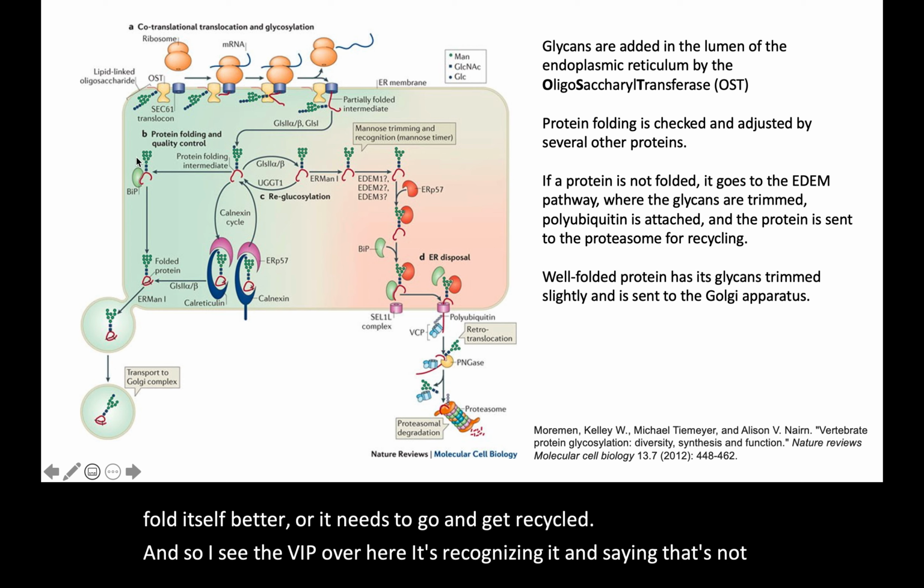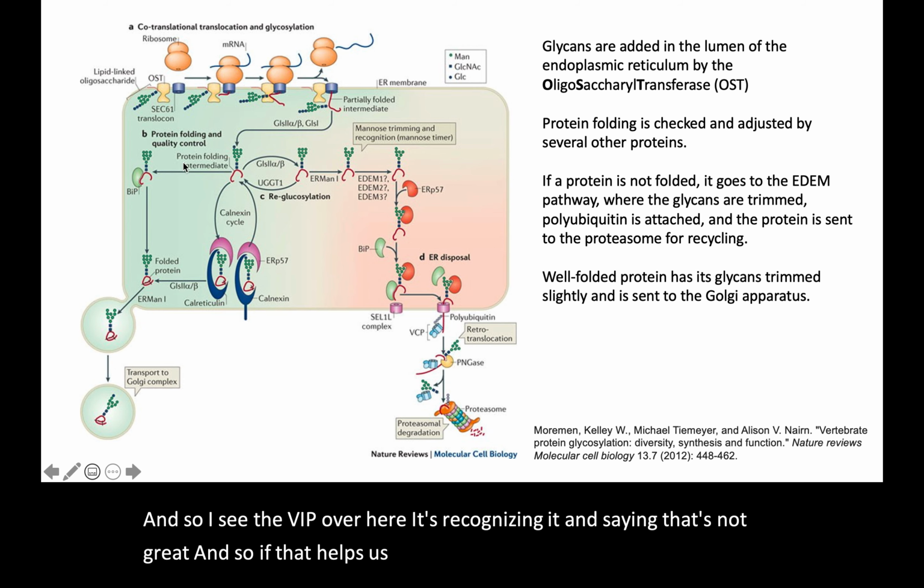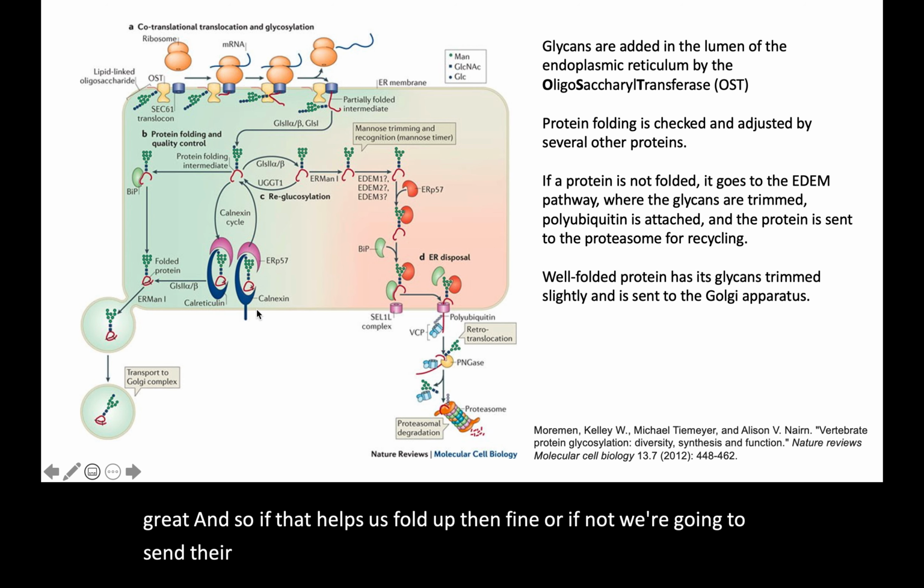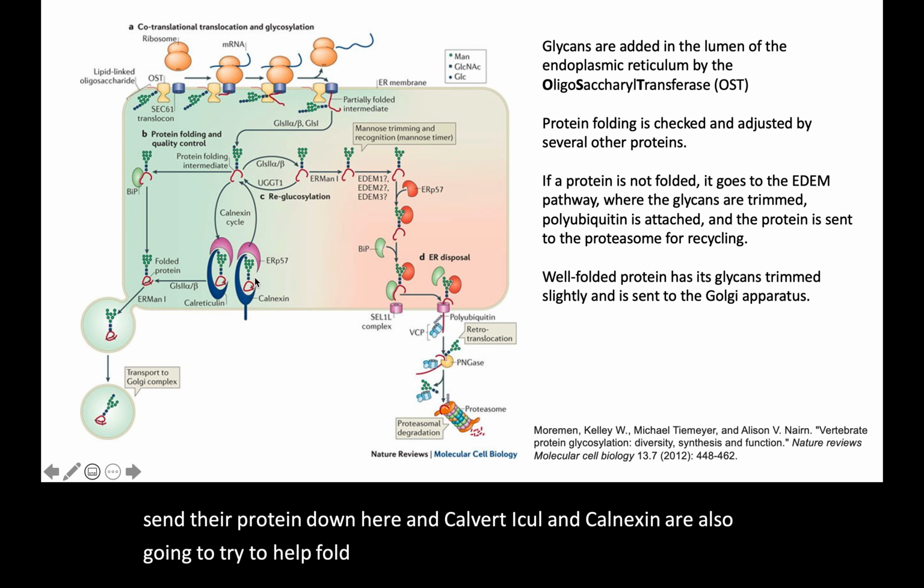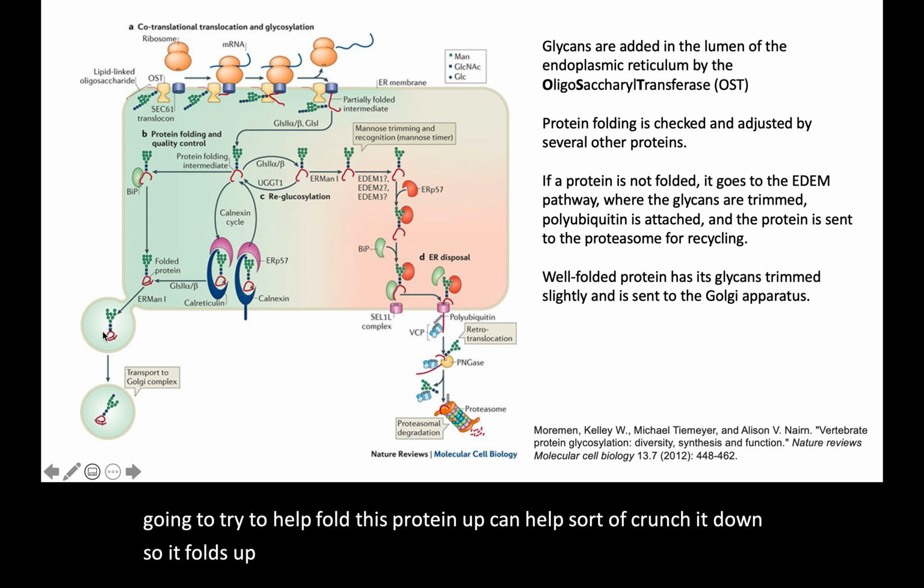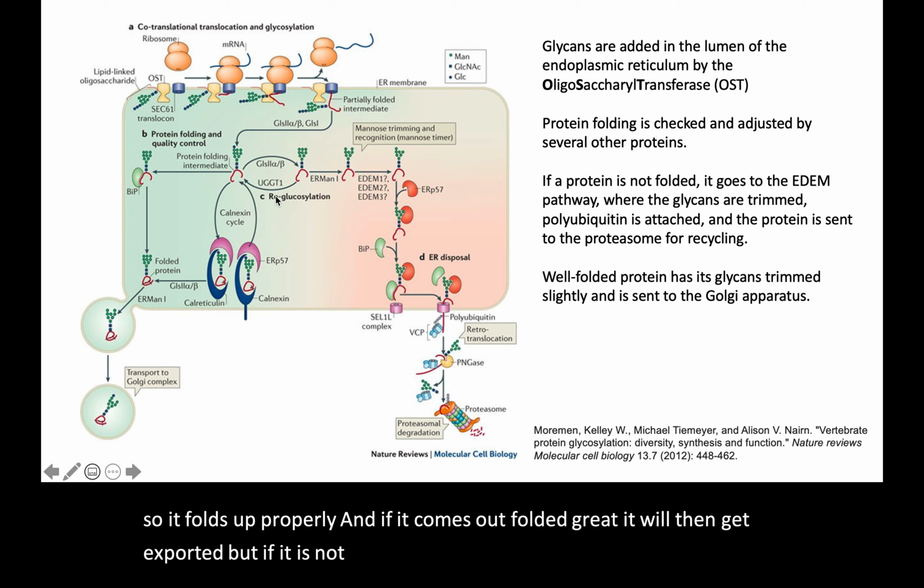And so if that helps us fold up, then fine. Or if not, we're going to send our protein down here. And calreticulin and calnexin are also going to try to help fold this protein up. They're going to help sort of crunch it down so it folds up properly. And if it comes out folded, great. It'll then get exported. But if it is not folded properly, then it goes up into here.